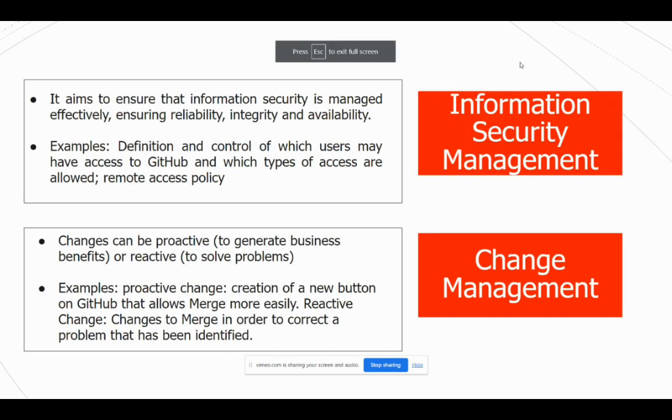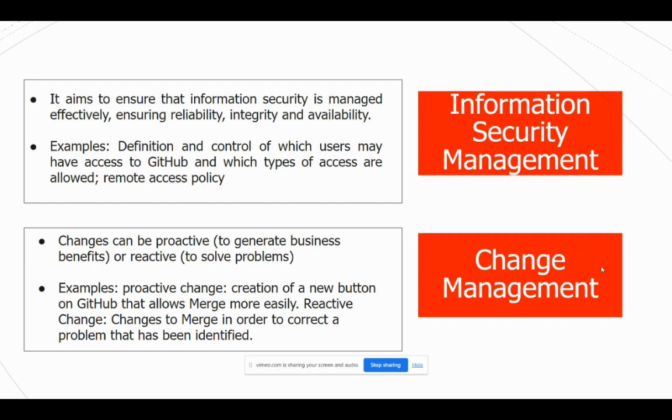The next practice is information security management. This practice is to ensure confidentiality, integrity, and availability. For example, definition and control of which users may have access to GitHub and which types of access are allowed, the policy about remote access, among others.